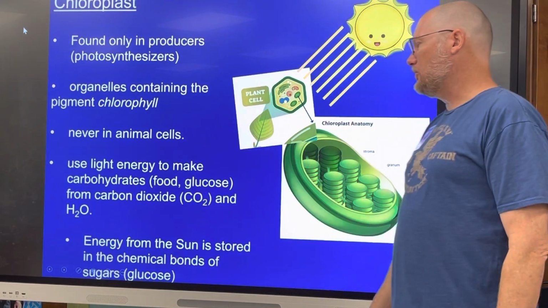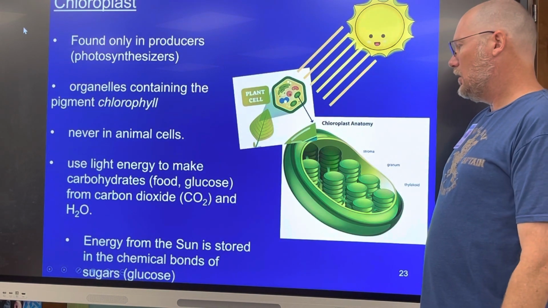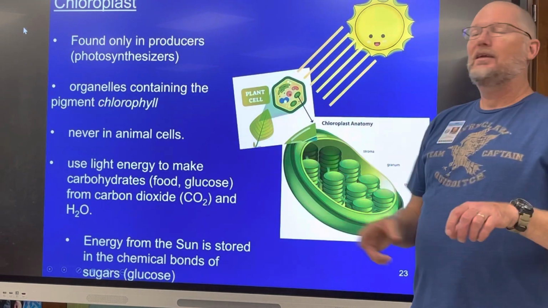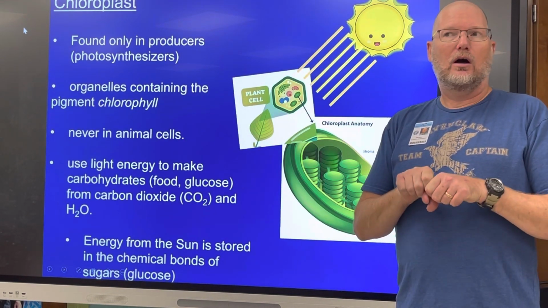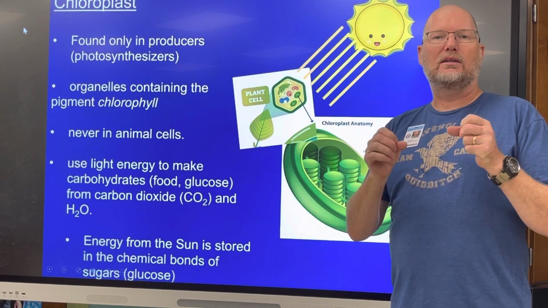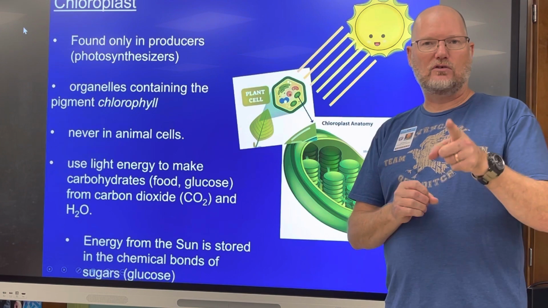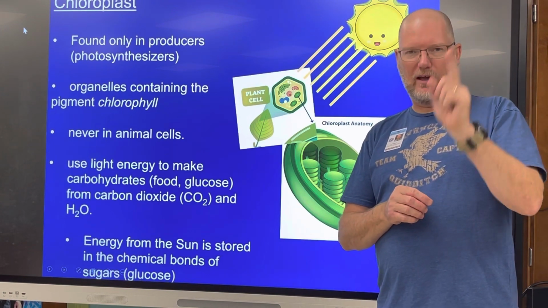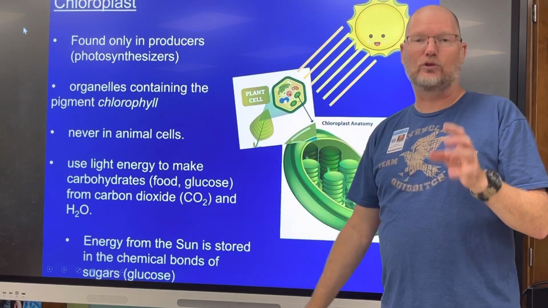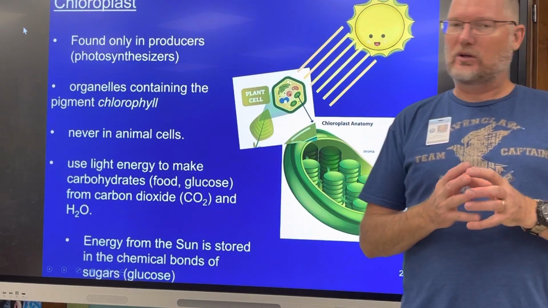They use light energy, we said that already. They make glucose. And then they store the sun's energy in the chemical bonds of the glucose molecules. That's where the energy is stored, in the chemical bonds. Say it to yourself in your brain: the energy from the sun is stored in the chemical bonds of glucose. That's a very important concept.